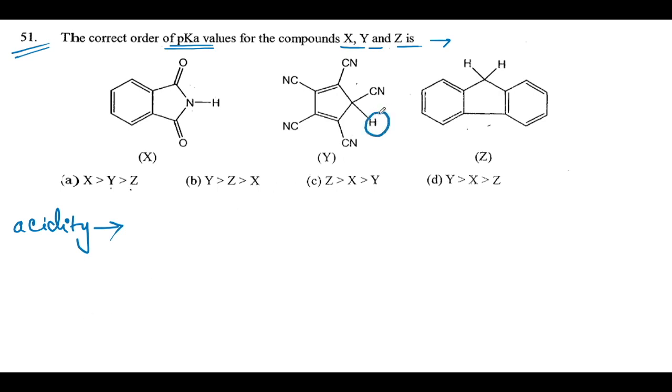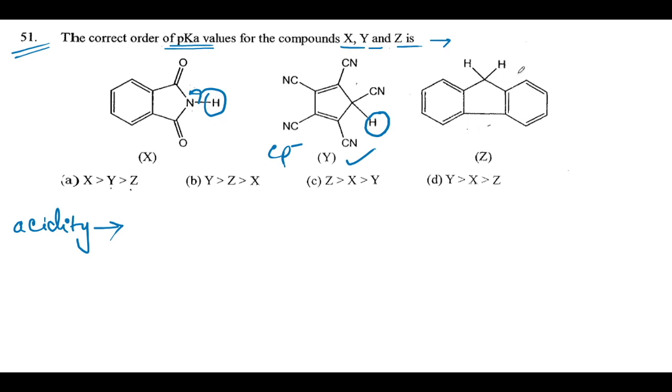Why has it to be the most acidic? Because when the proton is lost, it is going to give you a cyclopentadienyl anion that is also stabilized by 5 cyanide groups. So this is absolutely the most acidic without any doubt. Next you have X and Y over here. So which of these two is going to be more acidic, X or Y? Yes, if you remove this proton, it is once again going to give you resonance in both of these carbonyls only, but the resonance is limited till the carbonyl.